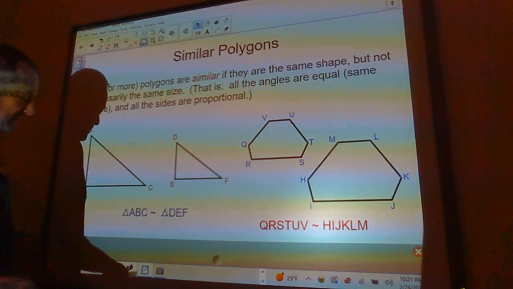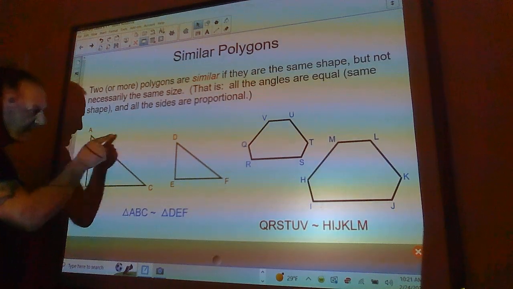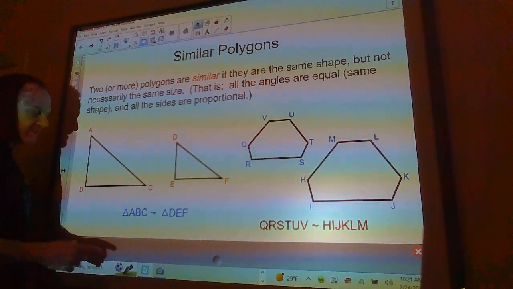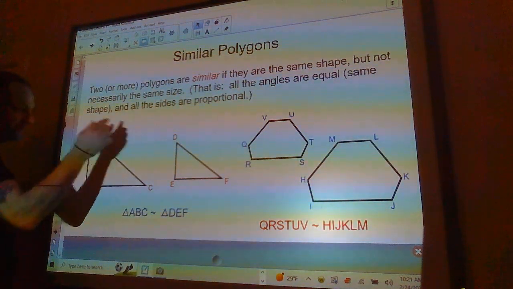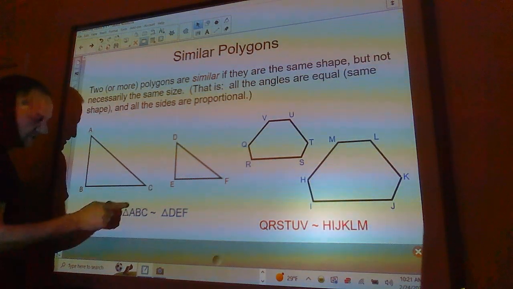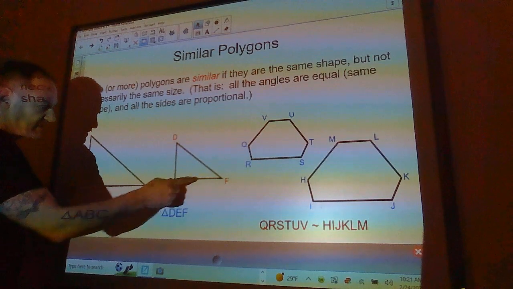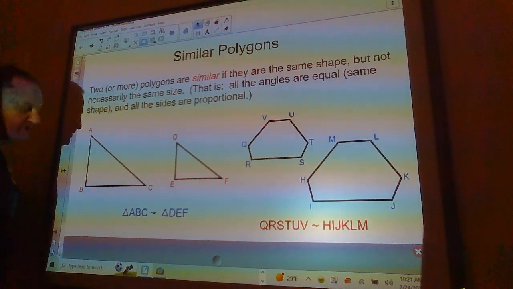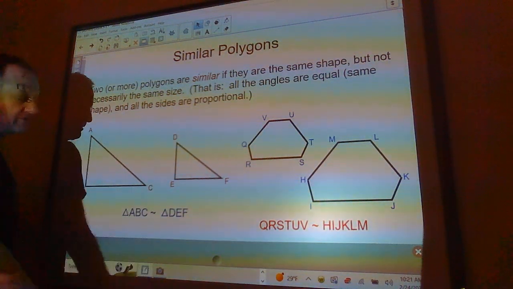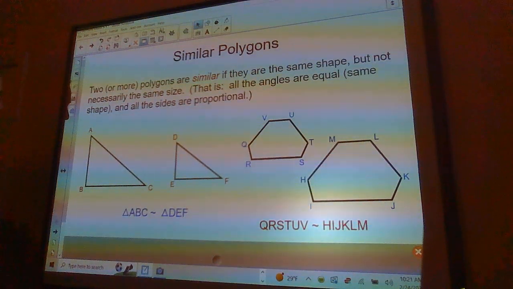Now, notice that A and D are the same corners of the triangles. They're the equal angles. B and E, they're both the right angles here, right? They're in the same position. They both come second. C and F go together, they both come third. So you can get a lot of information out of the similarity statement right here.